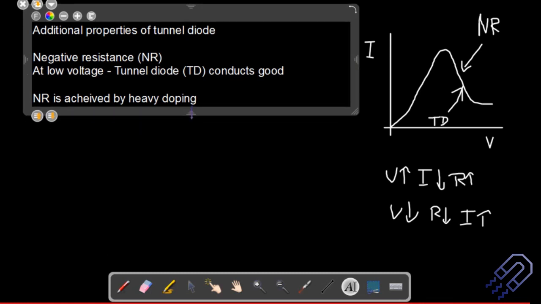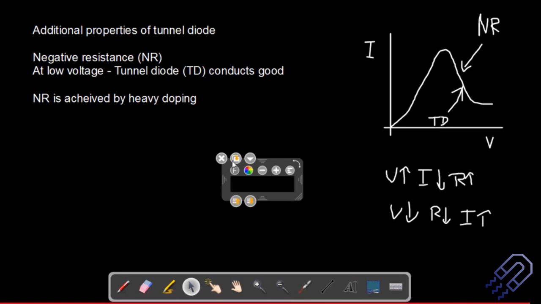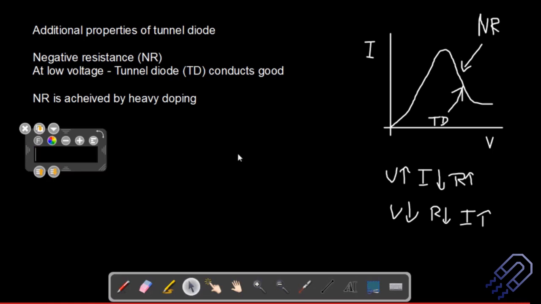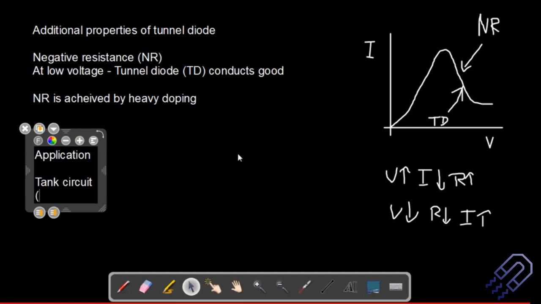Application: maybe we can use it in a tank circuit. In general, whenever electrons play a role in the conduction process, the chances are that because of the resistance, the current will die off. But if there is a tunneling effect, the electrons will still be in play, and we can still have the conduction process going on. Something like a tank circuit. You remember a tank circuit is nothing but an LC circuit. We are also going to talk about the tank circuit later. It is based on oscillation.